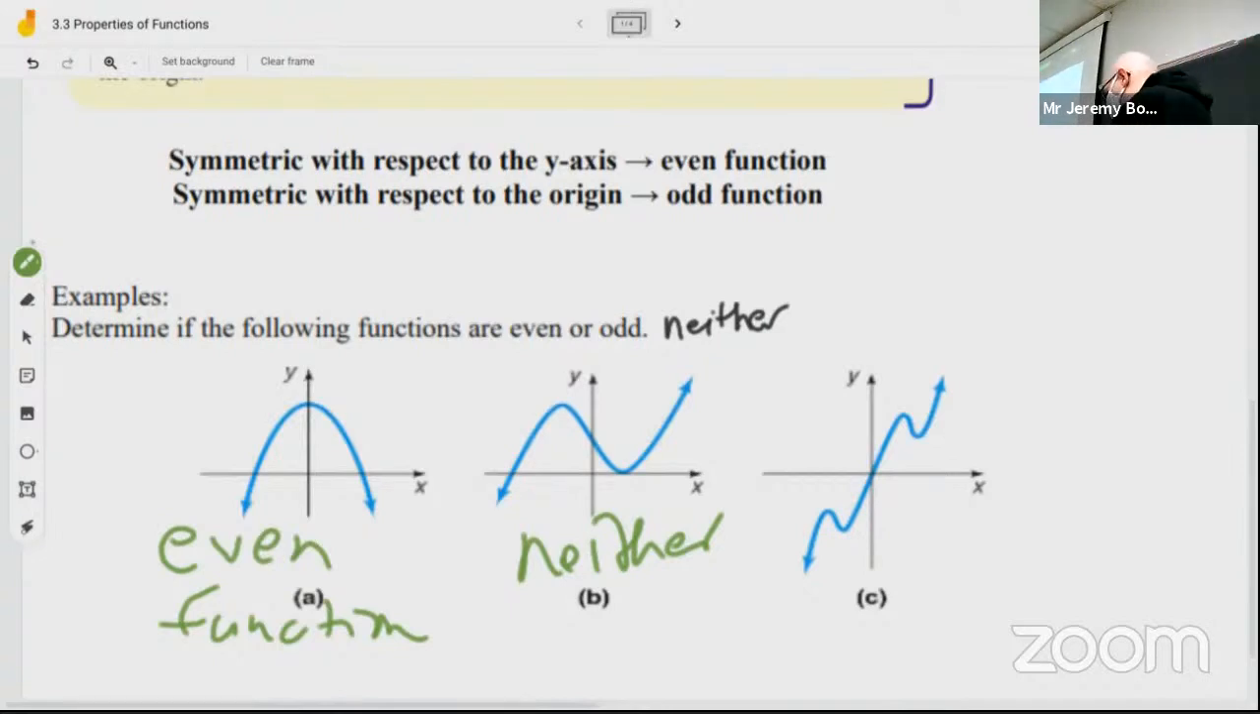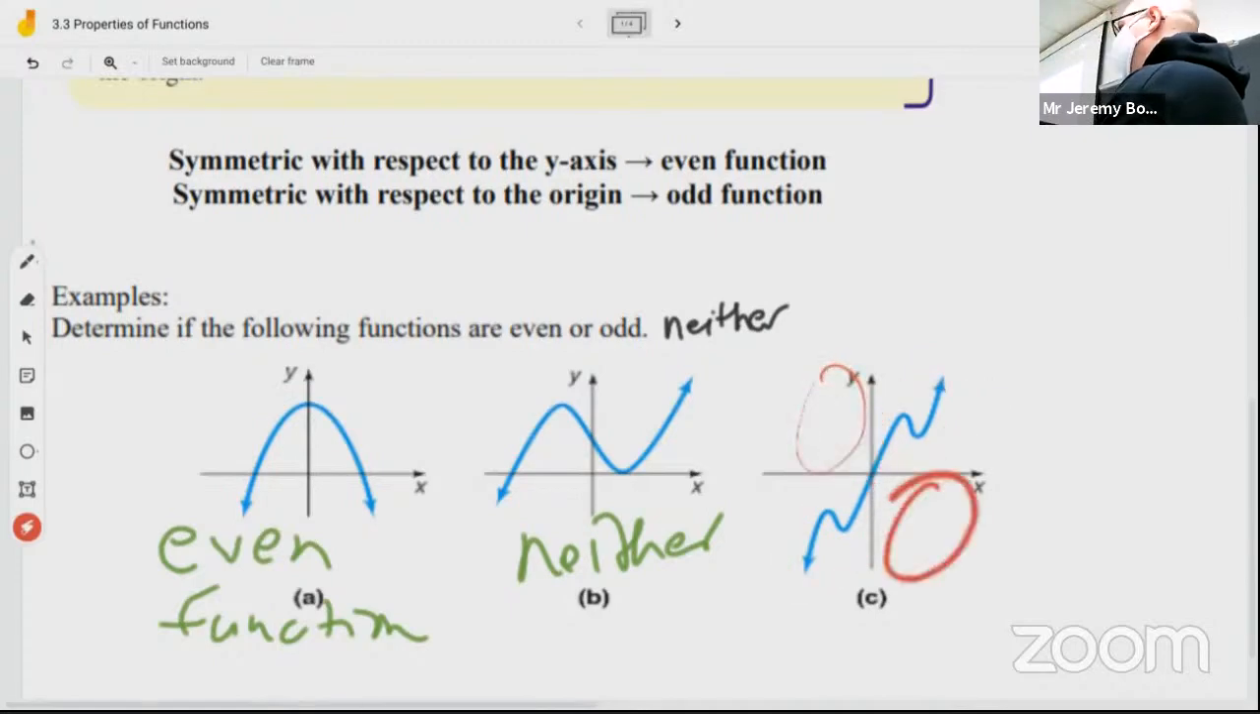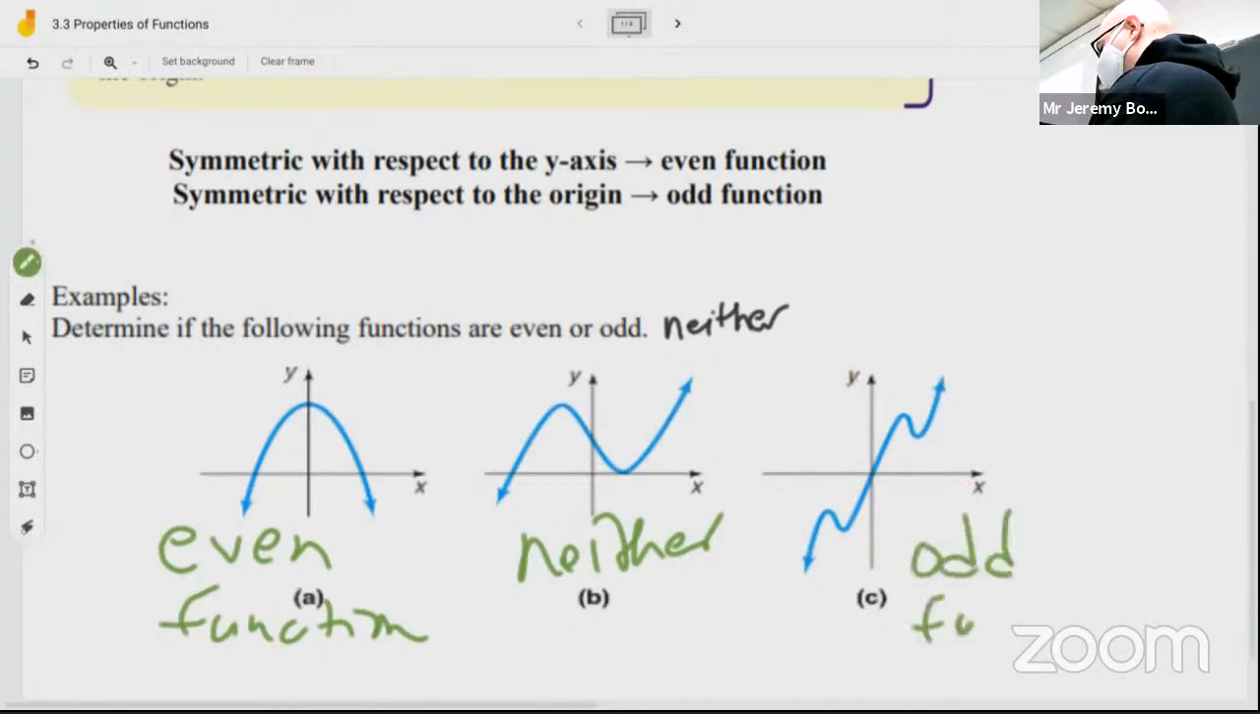And C, what do you have? Y-axis, does this match this? No. Origin, does this match this? Does this match this? Yep. So this is an odd function.